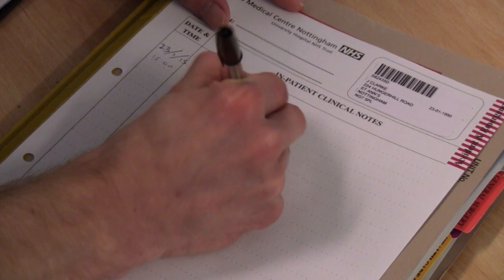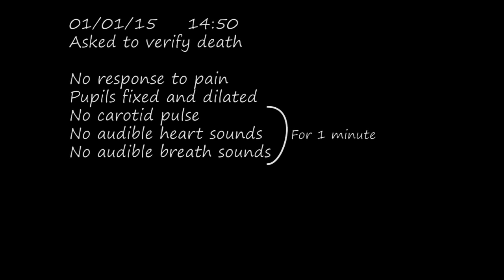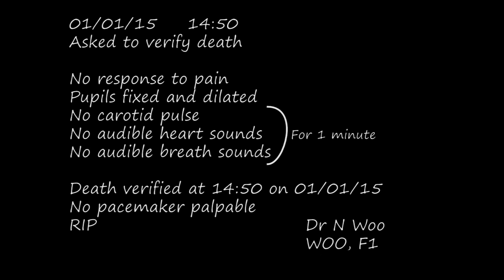This should be timed and dated in the notes and should contain the following information: that there is no response to pain, that the pupils are fixed and dilated, and that there is no carotid pulse, no audible heart sounds, and no audible breath sounds for 60 seconds each. You should then make a statement that declares the death has occurred at a particular time on that particular date, and it's also useful to note whether there is a pacemaker palpable or not. Finally, sign the entry with your full name, signature, designation, and contact number or contact bleep.